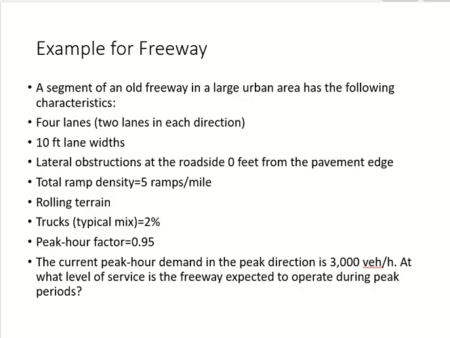So we have a freeway, an old freeway. It has 4 lanes, 10 feet lane width. Lateral obstruction is 0 feet from the road. So there is no distance between the road and the object on the side of the road. The question is, when they say no distance, they are measuring the distance from where? What do they mean by the road? From the lane to whatever you have. Ramp density is given, terrain is given. Trucks we have 2%. The peak hour factor is 0.95.